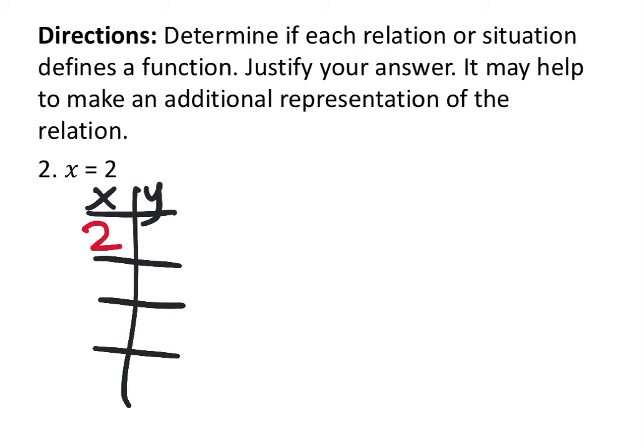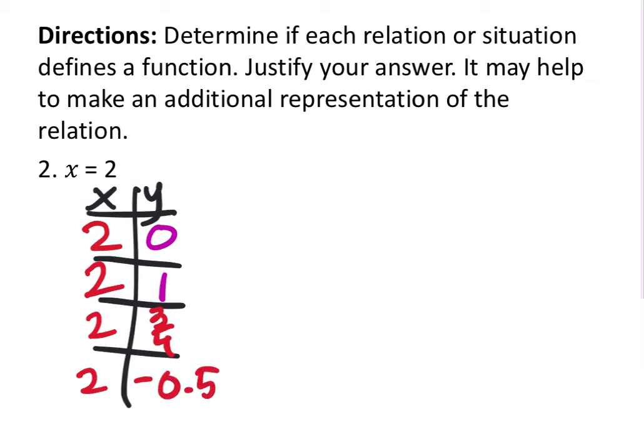So if I said x is 2 right here, the y value can be whatever you want it to be. It can be 0. If x is 2, you could say the y value is 1. If x is 2, you could even use fractions if you wanted to, like 3/4. Or you could use even negative decimals. It's not going to matter. But the x value just has to be 2 every time, right? And just from this table, we should see that we have x values that repeat, but we have different corresponding y values. So just from the table, we should be able to say this is not a function.